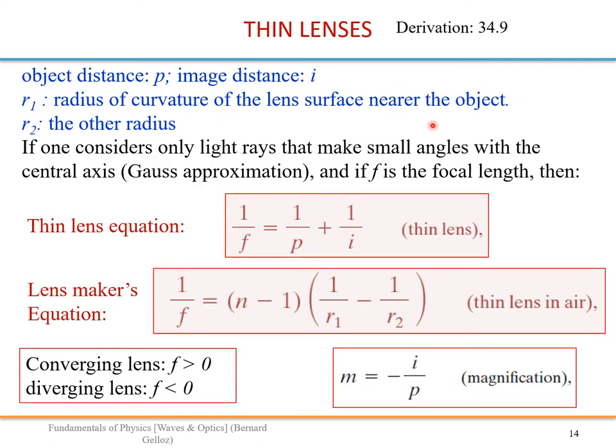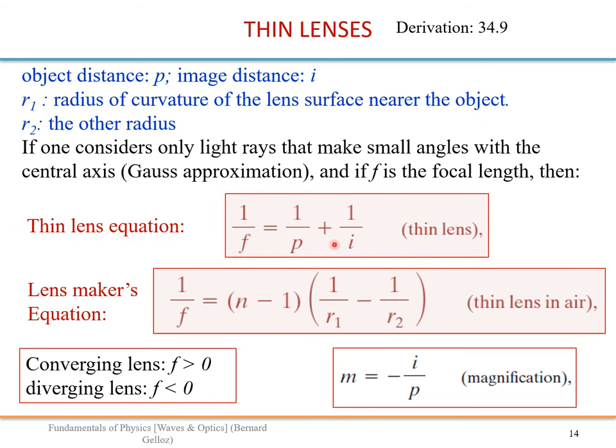Here we show the equations governing thin lenses. The object distance is as usual called P, the image distance is I, R1 is the radius of curvature of the lens near the object, so remember side 1, side 2, and R2 is the other radius. If one considers only rays that make small angles with the central axis, so this is the Gauss approximation again, and if f is the focal length, then the thin lens equation is this.